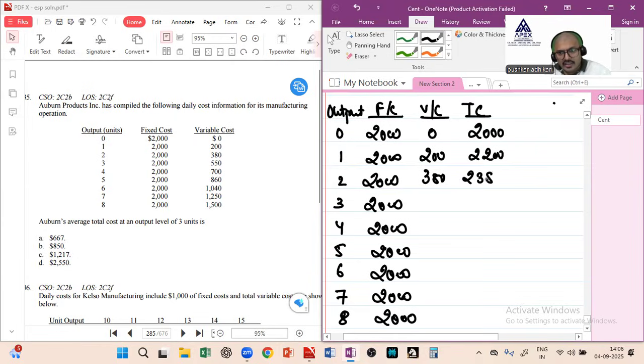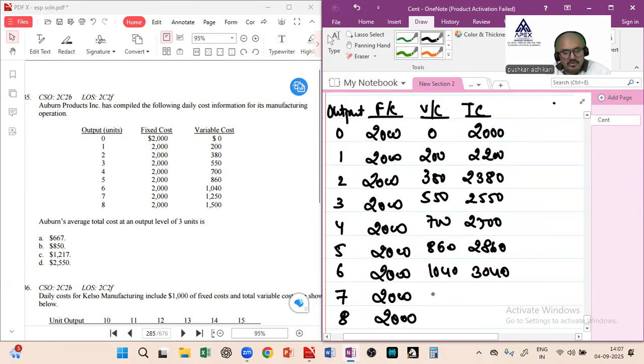Next over here how much? 550, so 2550. How much over here? So 2700. How much over here? 860, so 2860. Next, 1040, so 3040. Next, 1250, so 3250. And finally, 3500. Now let us do the marginal cost.